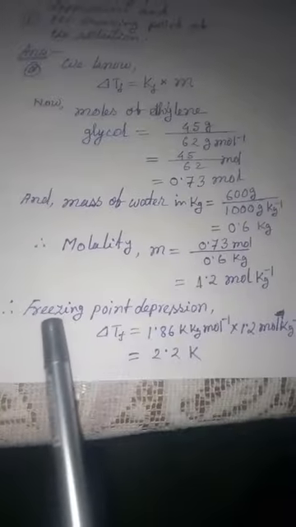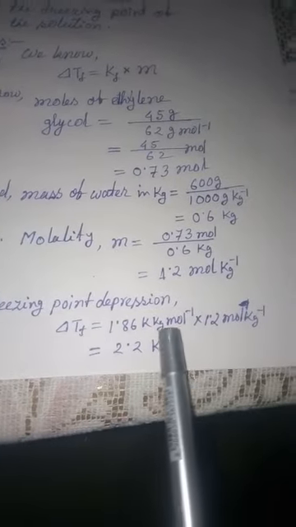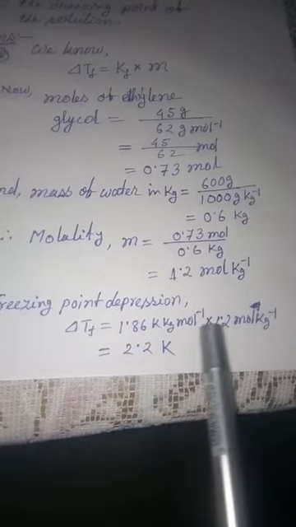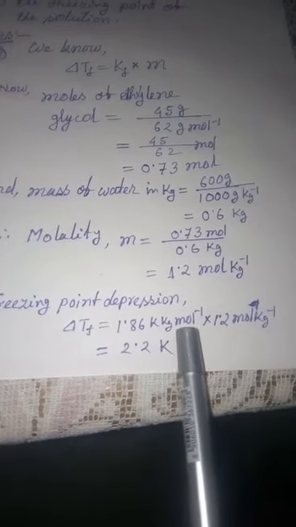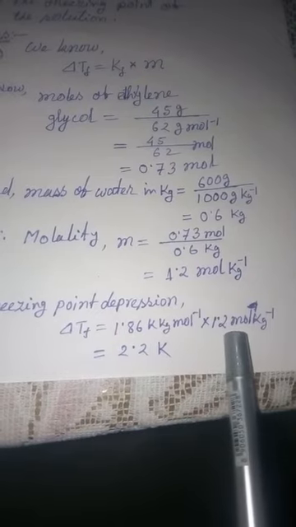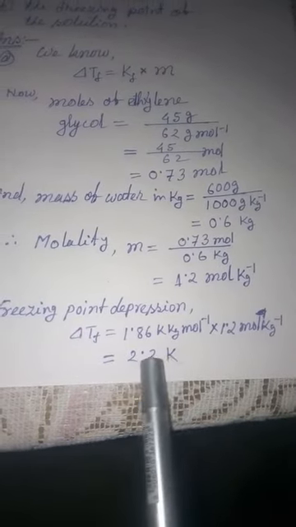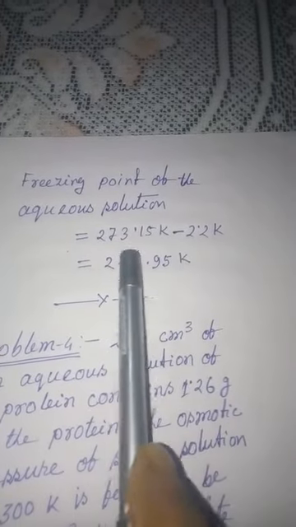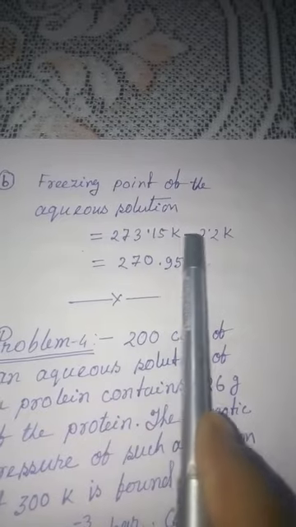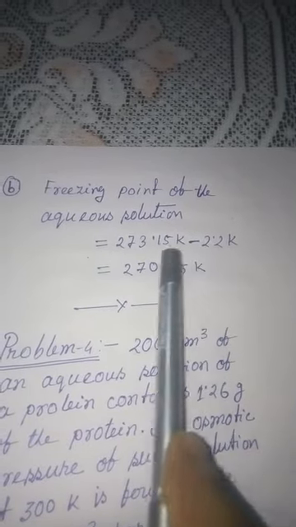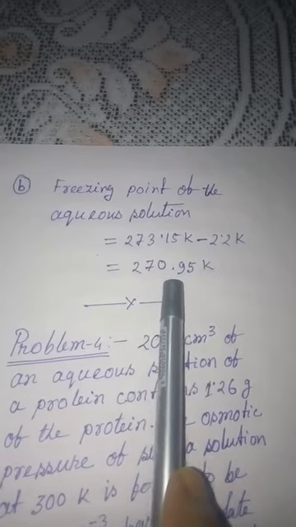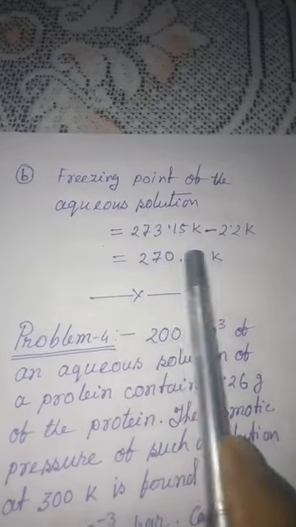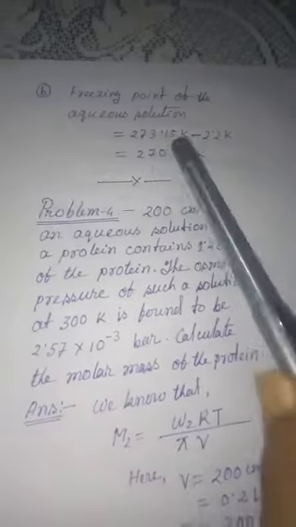Therefore the freezing point depression, delta Tf, is Kf for water into m. Kf for water is 1.86 Kelvin kg per mole into 1.2 mole per kg. So that comes to 2.2 Kelvin. The freezing point of the aqueous solution is the freezing point of the water minus the depression of the freezing point. So that will come to 270.95 Kelvin. So this is the numerical regarding the depression of the freezing point.